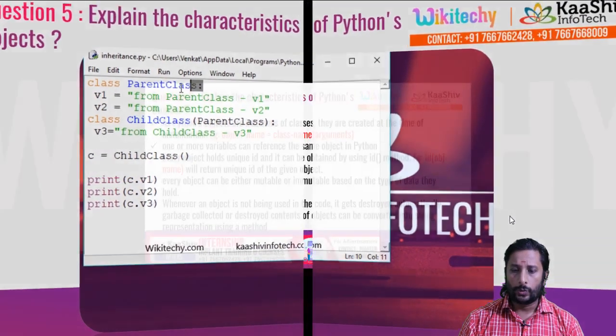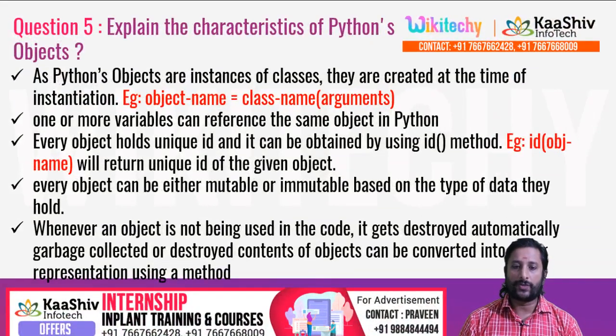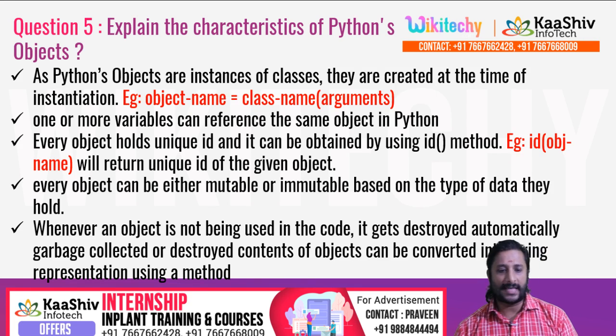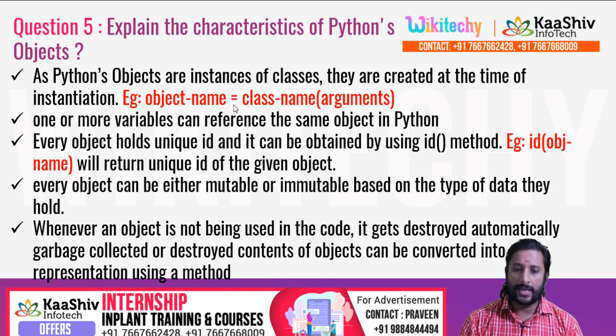Let's move on to the actual characteristics of Python objects. The objects can be declared like this: the object name is equal to the class name, and you can give the arguments. That's one thing. The second thing is that every object will be having an ID. The object can be either mutable or immutable. If the object is not used, automatically it will be destroyed. These are the important points you should specify.